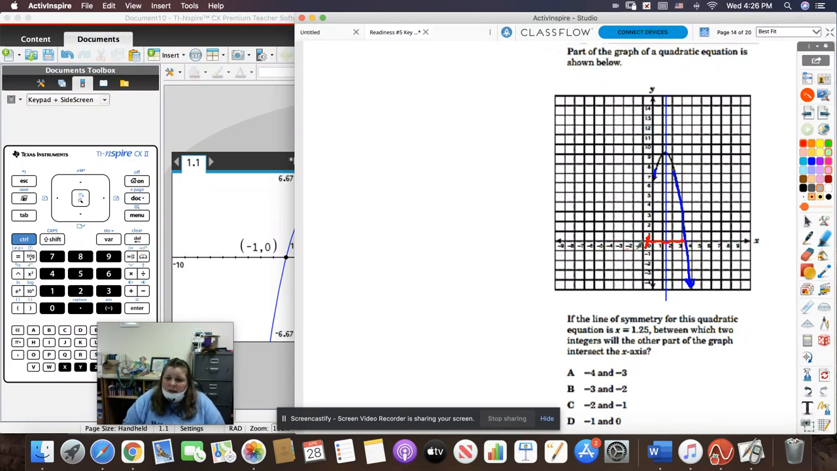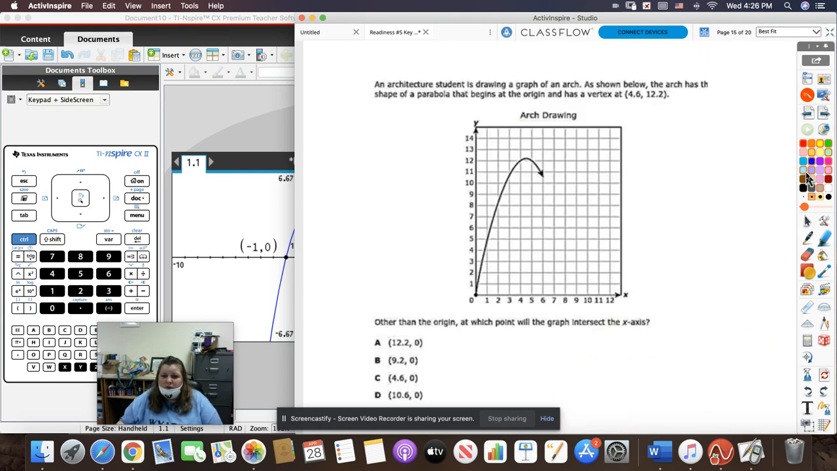All right, so it looks like that my other point, my other zero or solution. It says if the line of symmetry for this quadratic equation is x equals 1.25, which is about what we have, between two integers will the rest of the graph intersect the y? So it's asking if this keeps coming down, where's it going to intersect? It's in between 0 and -1. Okay, but you have to match up that symmetry. How far over is it this way? How far over is it this way? You got to pay attention to the detail.